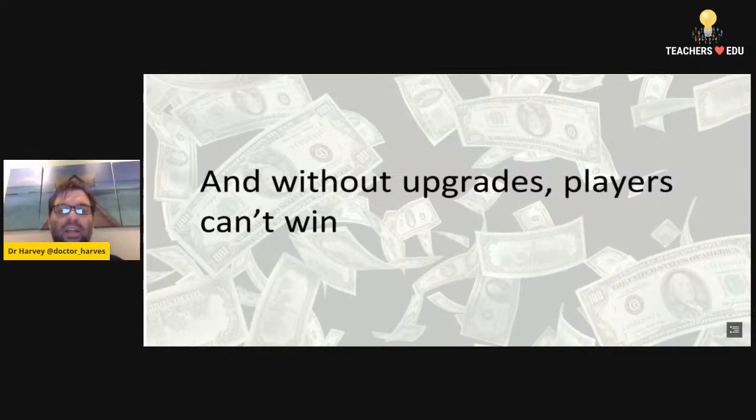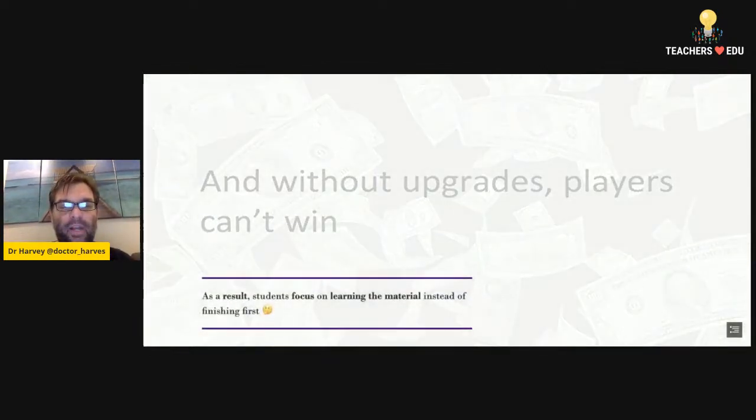But yeah, the key is the upgrades, because without the upgrades, players can't win, because then they'll just be competing with students. If you're answering a question and getting $1, $1, $1 each time, you aren't really competing with the other students who are getting all these upgrades. So there are 2 layers of gamification. As a result, the students actually focus on learning the material instead of finishing first, because the faster you learn the material, the faster you can buy the upgrades, and the more likely you are to win.